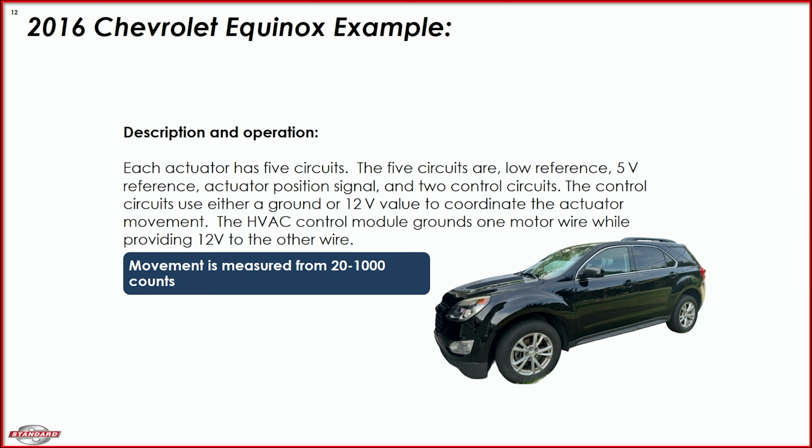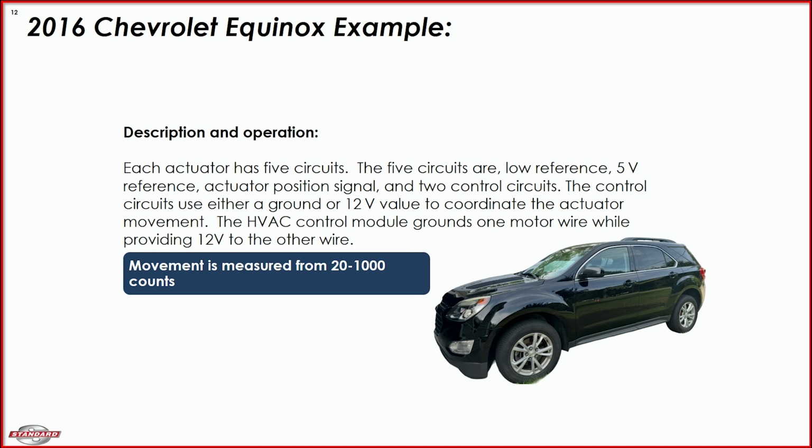or at rest. In the example of this 2016 Chevy Equinox, we have what appear to be the same 5-wire bidirectional electric actuators that incorporate a feedback potentiometer. We must be very aware of not only the number of pins or wires coming off the actuator, but also the count range for the motor movement. It is not a one-size-fits-all situation.